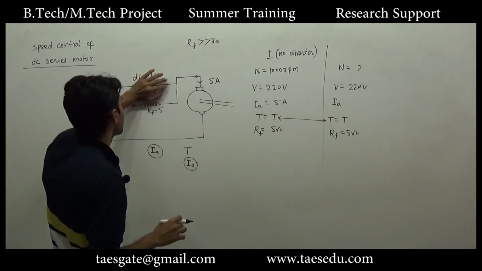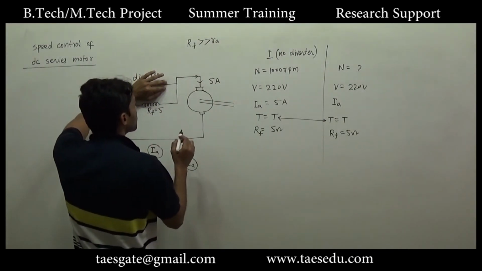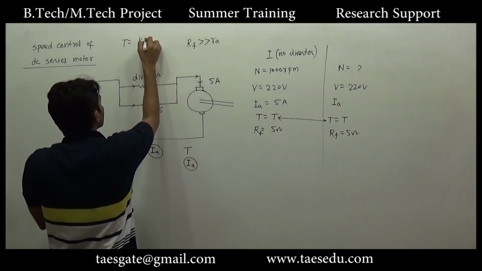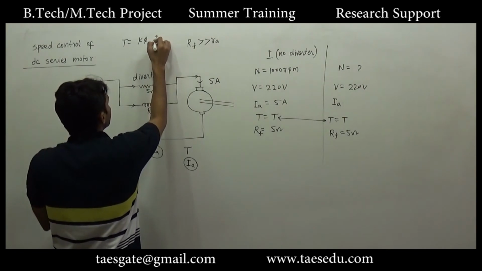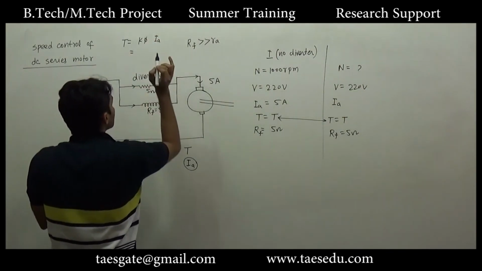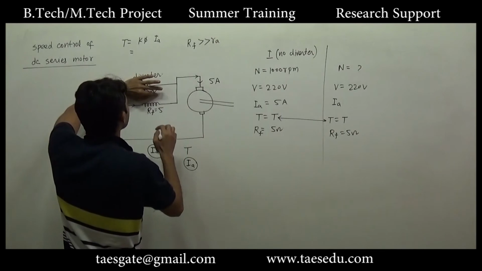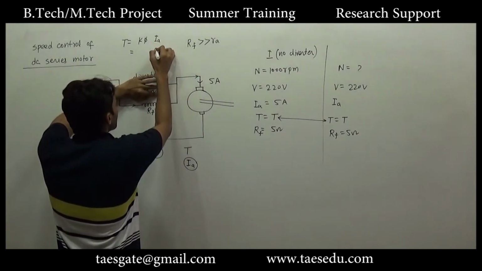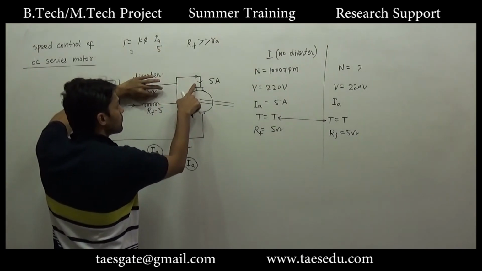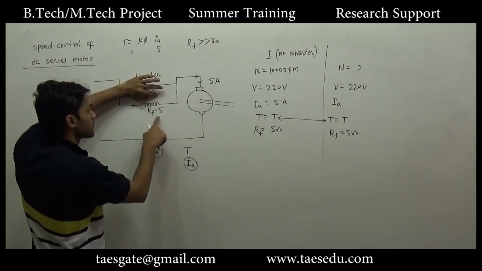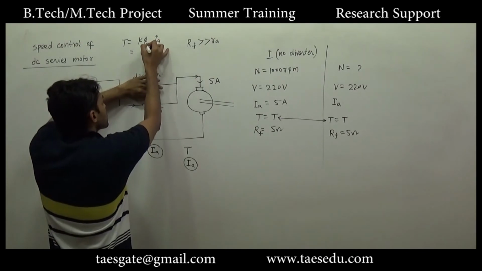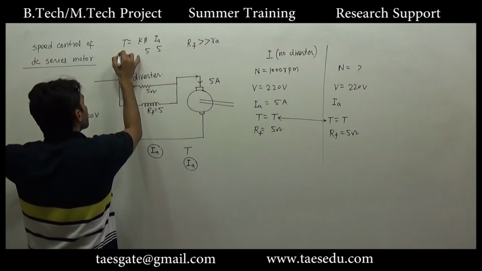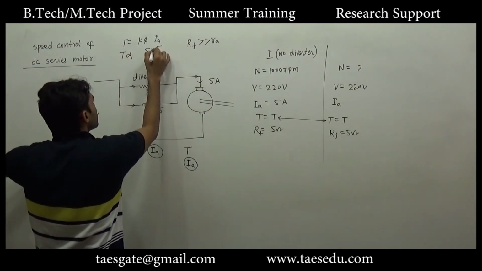So when there was no diverter, if you write the formula for torque, we have K phi into IA. When there was no diverter, the flux was due to IA, which was 5 ampere, and the whole 5 ampere current was flowing through the field resistance. So flux was also directly proportional to 5 ampere, and torque is directly proportional to 5 into 5.